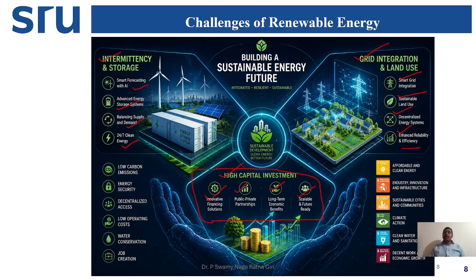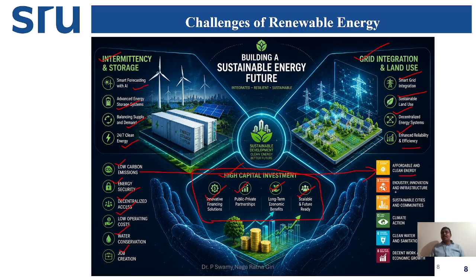So what could be the solutions from these? We can lower the carbon emissions, energy security will be there, decentralized access is there, lower operating costs will be there, water conservation will be there, and job creation will be there. And we can align this with the SDG goals. What are the SDG goals? Affordable and clean energy. So everyone should have access to energy, and it has to be clean energy, that is net zero energy.